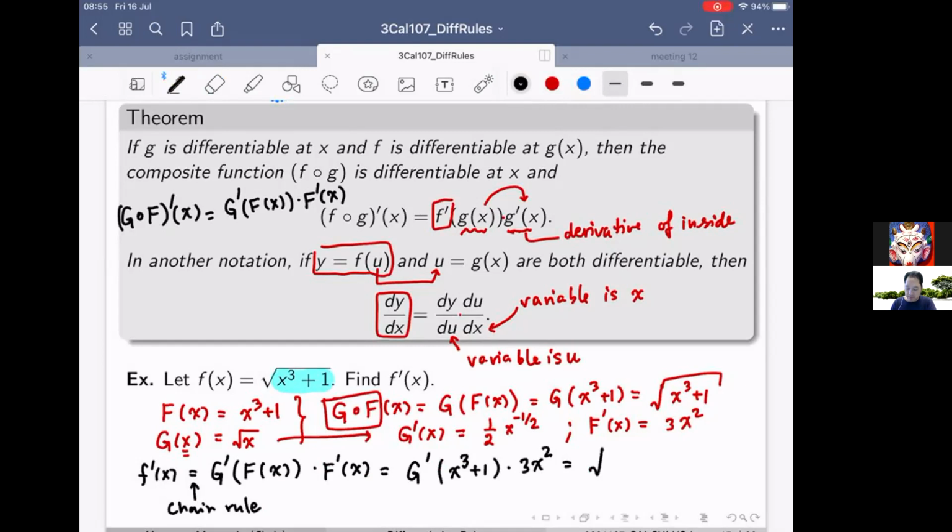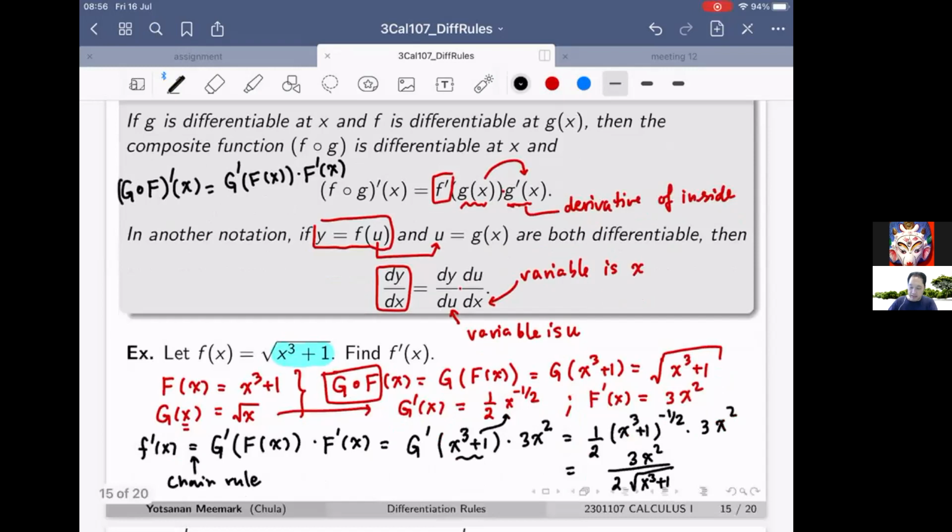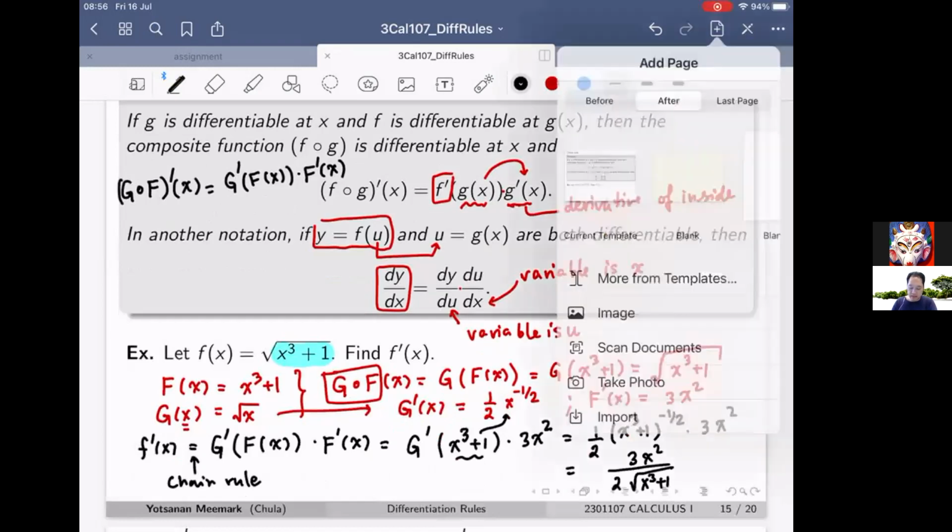So this one will be, sorry, not a square root, but what? Because here is a g prime, right? So you need to insert it in this x. So we have 1/2 times x cubed plus 1 raised to the power negative 1/2, multiplied by 3x squared. Or you can rewrite it as 3x squared over 2 square root of x cubed plus 1. Okay, all right? And on the other hand, you may look at it this way.